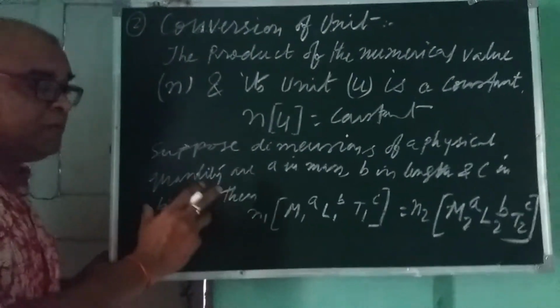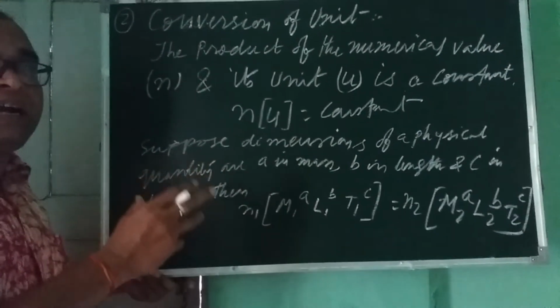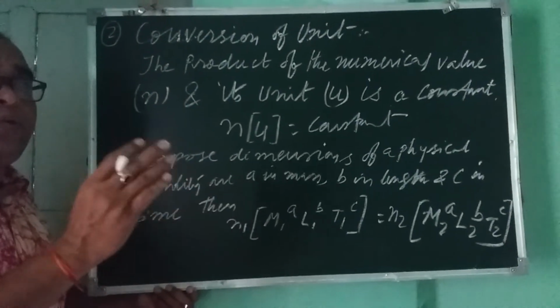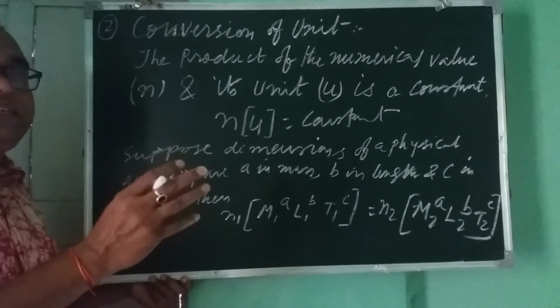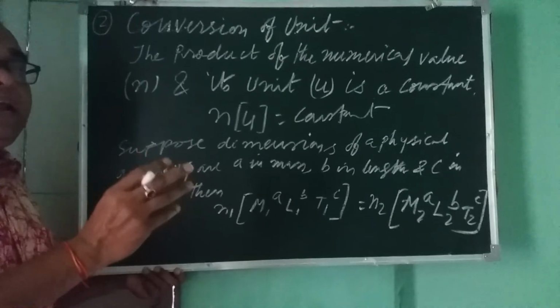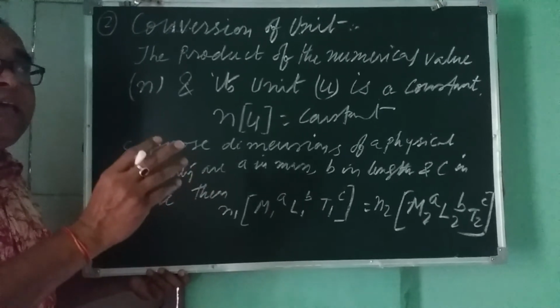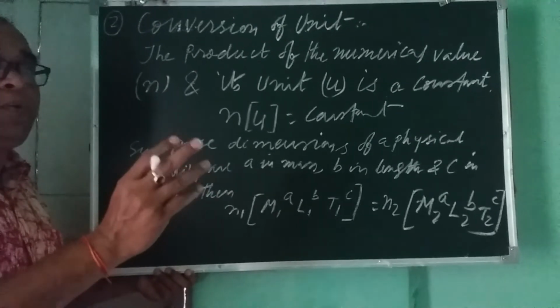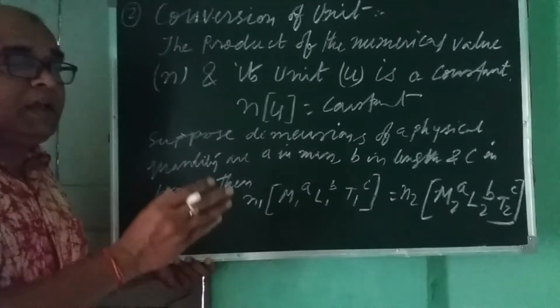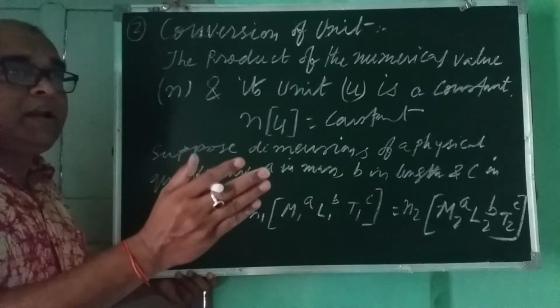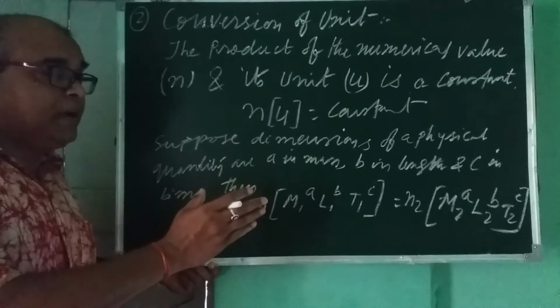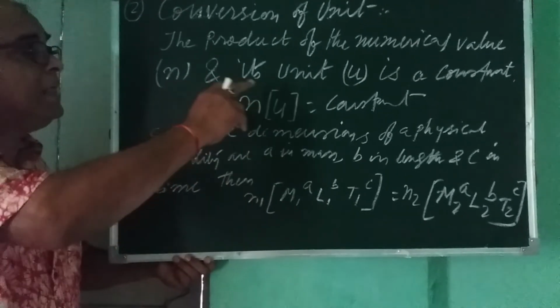That is the formula. With the help of that we can convert dyne to Newton. Dyne is the CGS unit of force and Newton is the SI unit of force. So with the help of that formula, we can convert one unit to another unit.